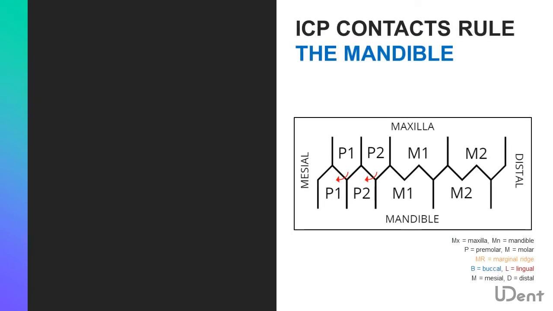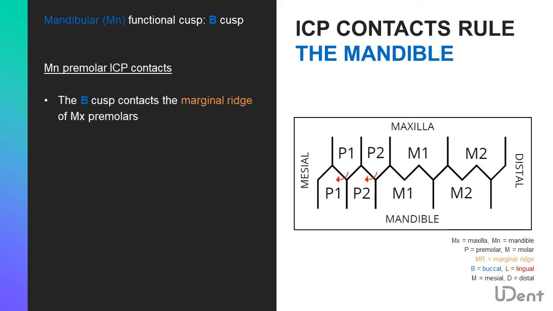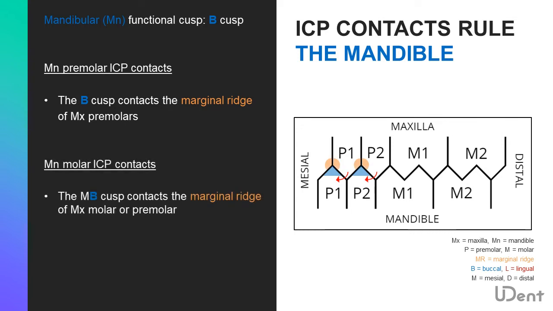Knowing how the functional cusp works in the picket fence, we can start to explore the ICP contacts between the teeth. Let's take a closer look at the mandibular arch, with the buccal cusp as the functional cusp. As a general rule for the mandibular premolar contacts, the buccal cusp makes contacts with the marginal ridge of the maxillary premolars. For the mandibular molar contacts, the mesial buccal cusp makes contacts with the marginal ridge of the maxillary molar or premolar. The distal buccal cusp makes contacts with the central fossa of the maxillary molar.